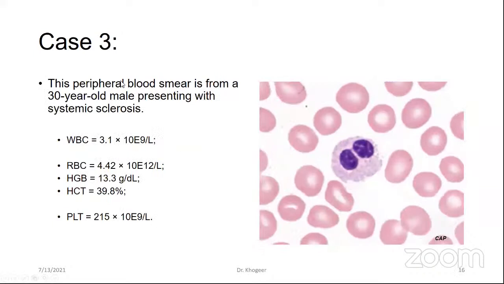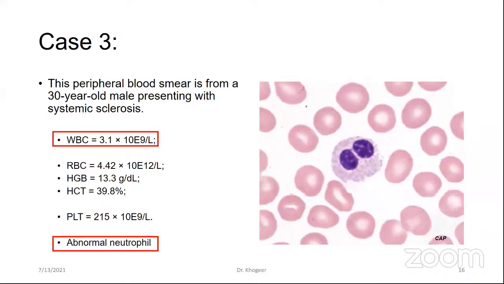Case 3: this peripheral blood smear is from a 30-year-old male presenting with systemic sclerosis. Again, before going to the details, based on the CBC and peripheral blood morphology, this patient has an abnormal count, low white blood cells, along with abnormal neutrophils.